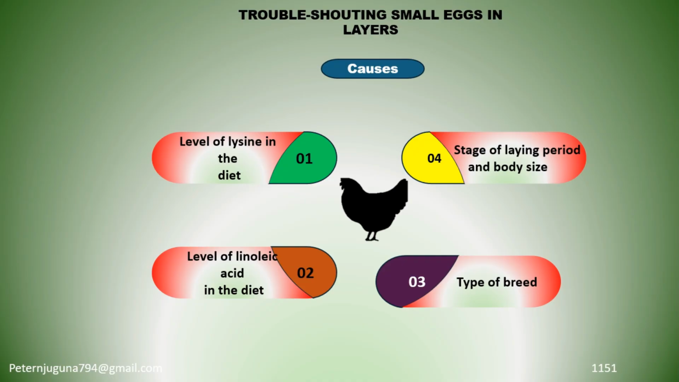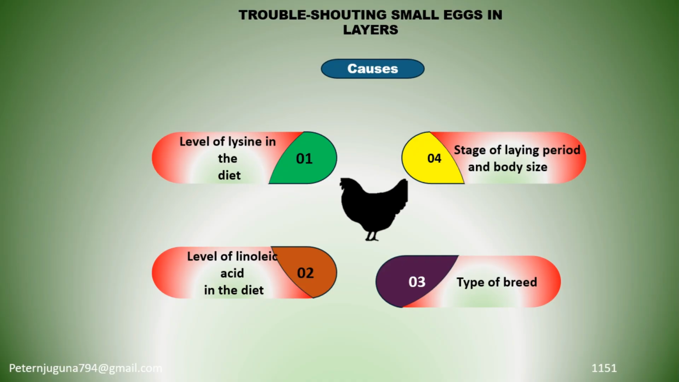So welcome back to our channel. I'm Peter, and today we are troubleshooting small eggs in layers. As you can see from our screen, the causes of small eggs in the farm are: 1. Level of lysine in the diet, level of linoleic acid in the diet, stage of laying and body size, and type of breed.